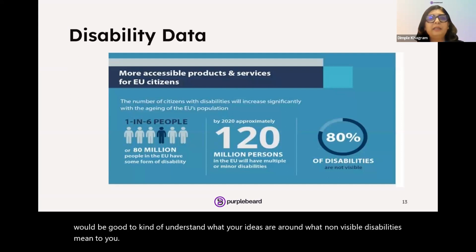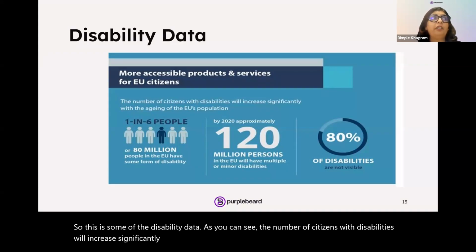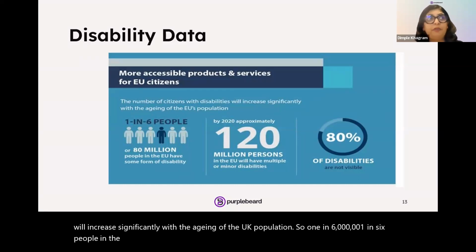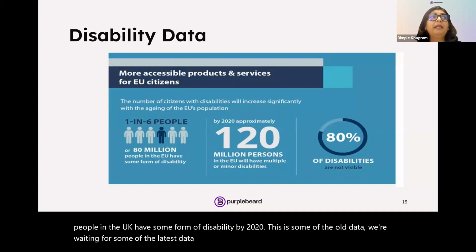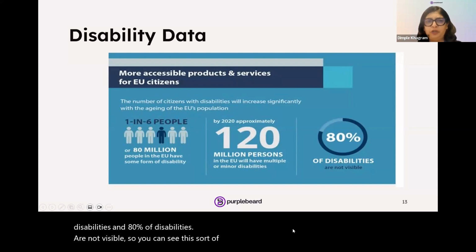So this is some of the disability data. As you can see, the number of citizens with disabilities will increase significantly with the aging of the EU population. So 1 in 6 people in the EU have some form of disability. By 2020, this is some of the old data, we're waiting for some of the latest data, 120 million persons in the EU will have multiple or minor disabilities, and 80% of disabilities are not visible. So you can see it's a huge number.